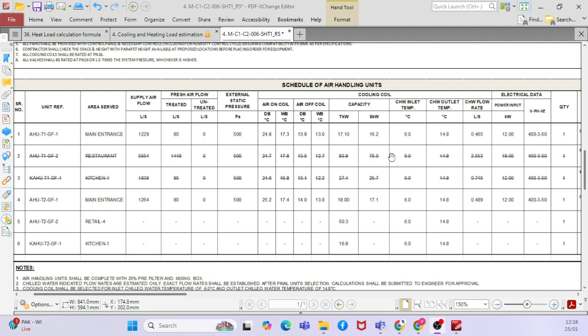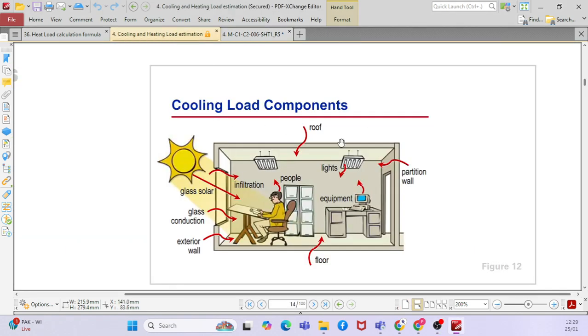Now I'm going to explain each and every component. Whenever you see a space, inside the space you have a lot of cooling load. There are heat components: heat coming from the people, heat from the lights, heat from the equipment, heat through the floor, through the roof, through the partition, through the glass, conduction, and heat through the exterior wall. So these are all the heat.